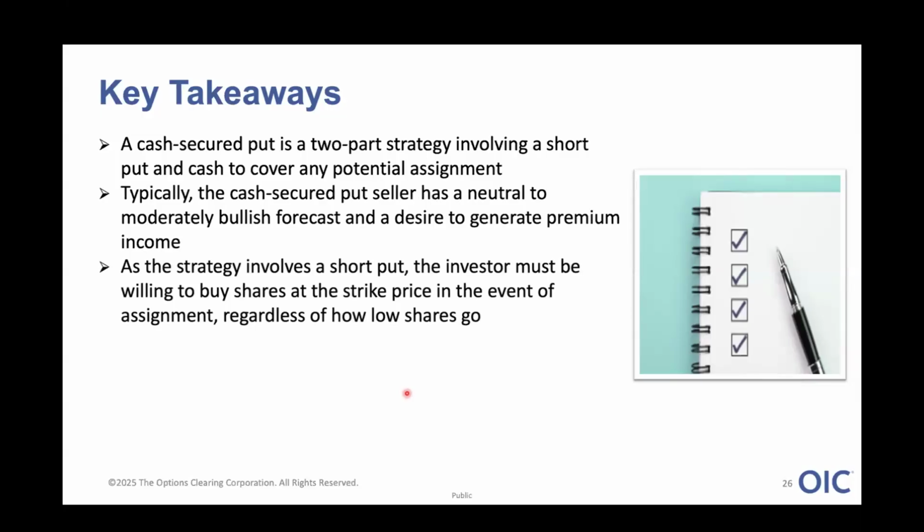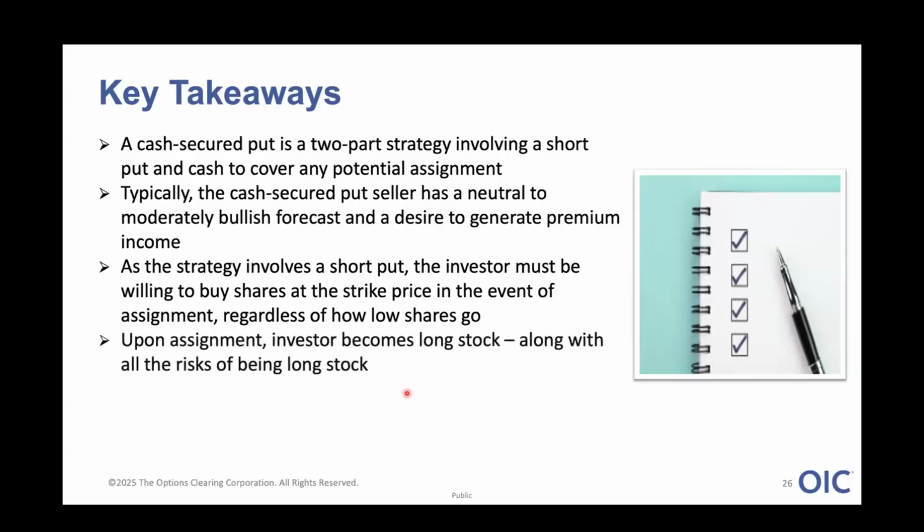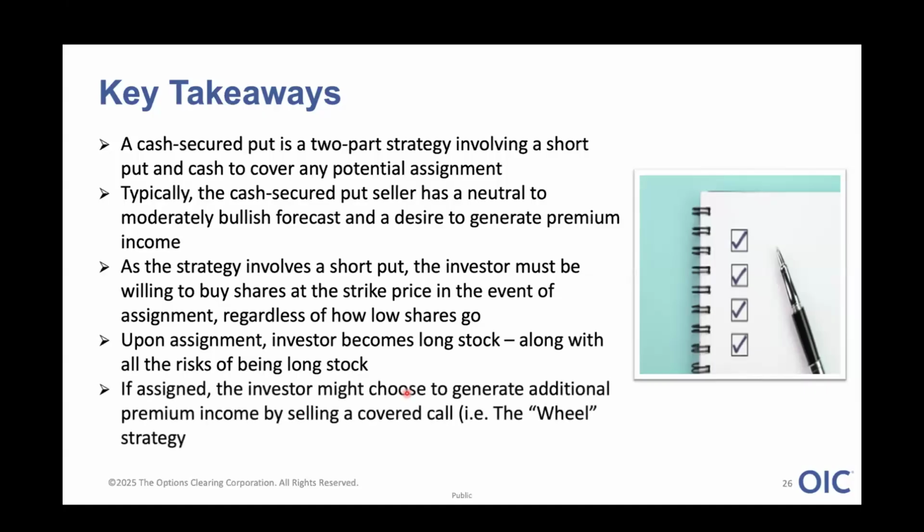As the strategy involves a short put, the investor must be willing to buy shares at the short strike price in the event of assignment, regardless of how low shares can go. Your ultimate risk in any cash secured put position is in that potential long stock position from a potential assignment. Once again, upon assignment, the investor becomes long stock, along with all the risks associated with being long stock. And if you get assigned on that cash secured put, you can create additional income by selling a covered call against that long stock position.